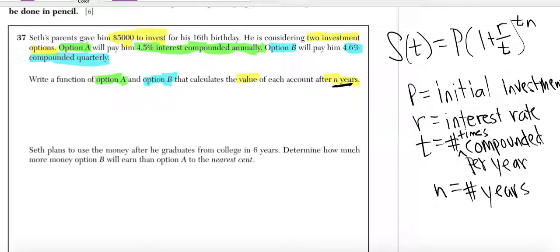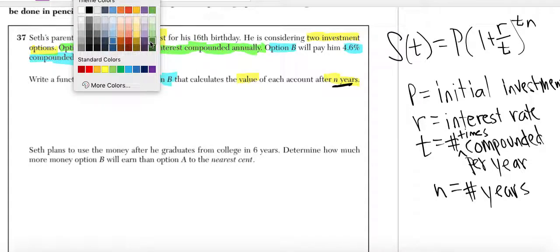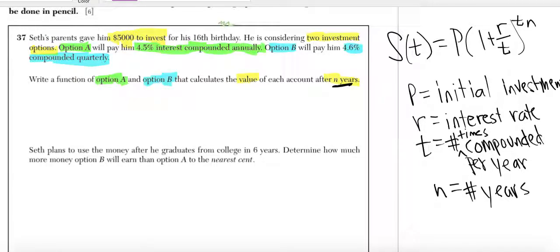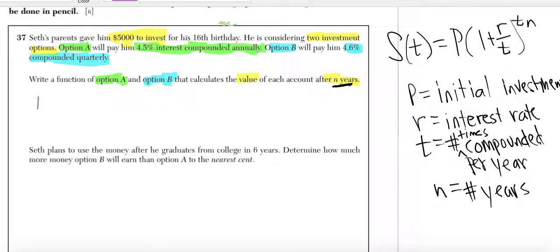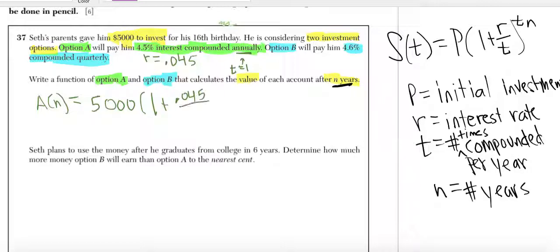So for option A, which I was going to use green, we'll write A of n is equal to 5,000, the initial amount, times 1 plus our r value for A, which is 0.045. And if it's compounded annually, that's just once per year. So I use T for the number of compounds, so T equals 1. So it'll be 0.045 over 1 to the T again, which is 1, n, right?